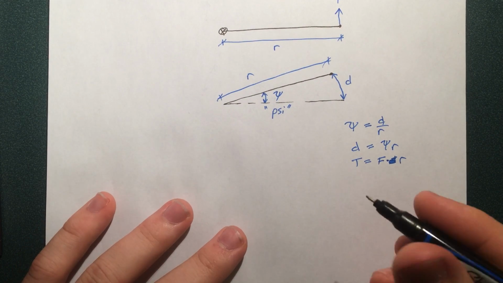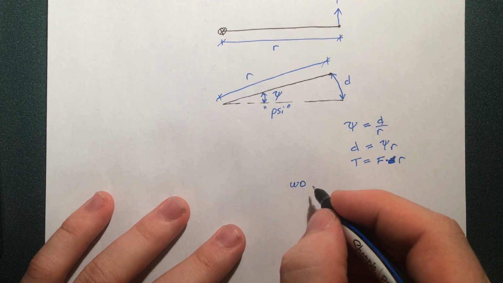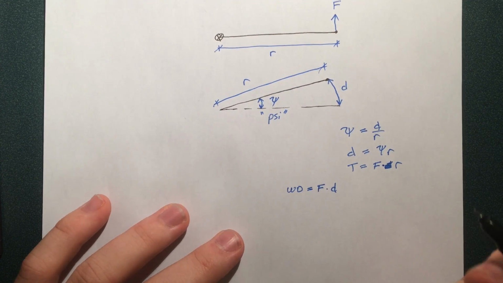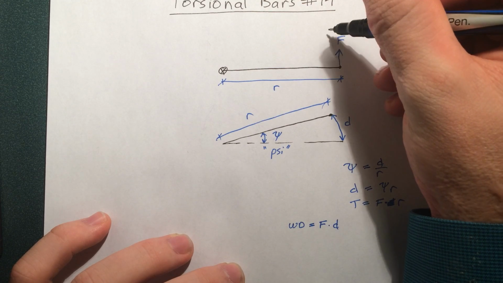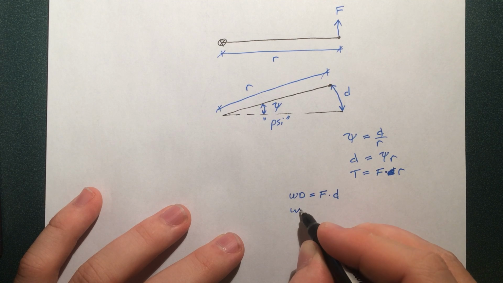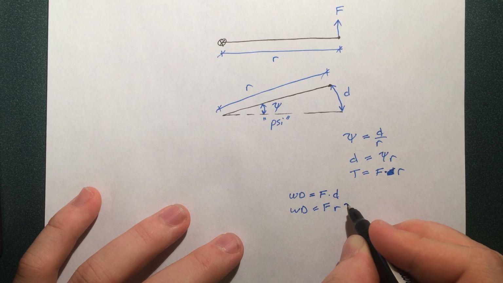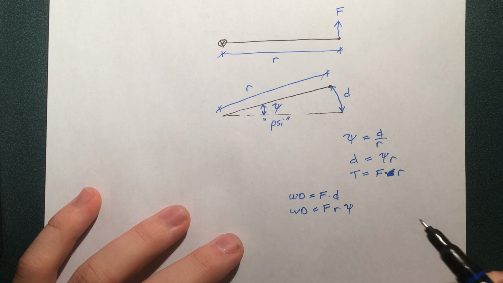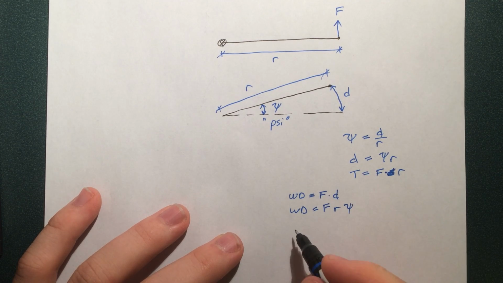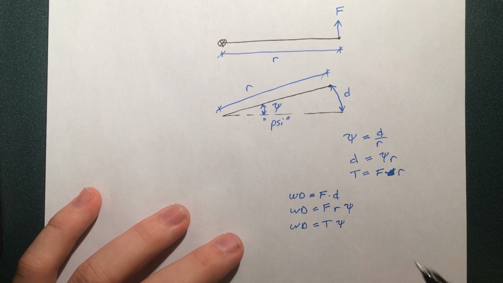Now, the work done, I'll call that WD. We know in general that's force times a distance. In our case, it's this force, and it's moved through a certain distance. The distance we know is C R, so let's replace that. The work done is equal to force times R C. But hey, check it out: F R, force times the distance, is also equal to T, so we can say the work done is equal to the torque times the angle it's moved through.